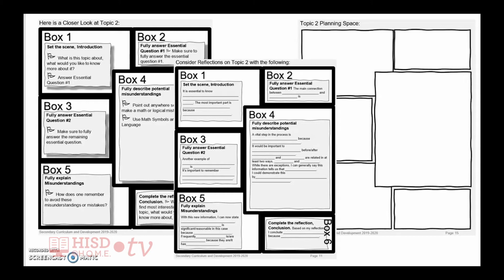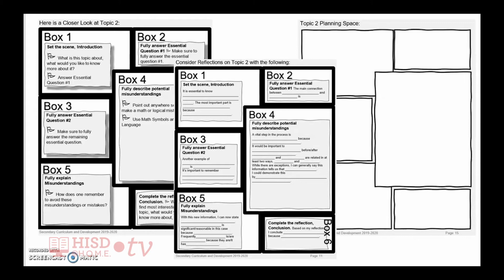The same thing is true for box 2, box 3, box 4, 5, and 6. The questions are given on page 10 to help guide my thinking, and then the sentence stems are given on page 11 so that I can record what I'm thinking.